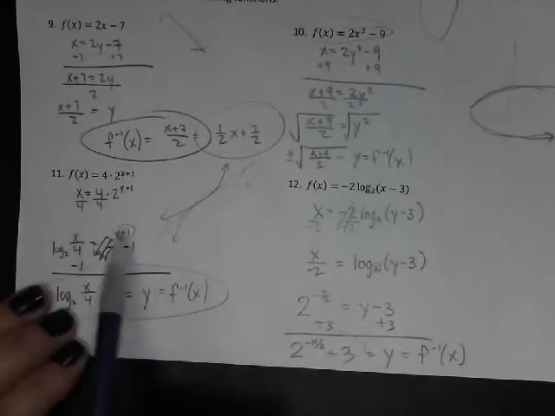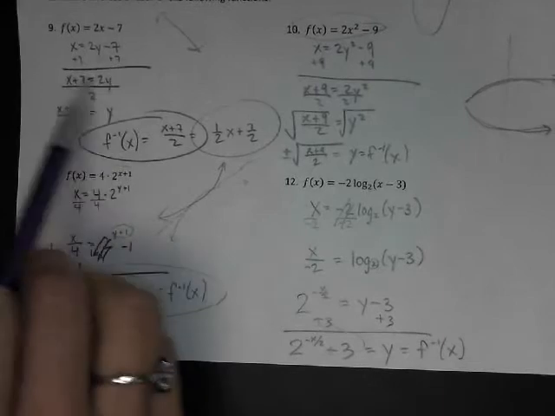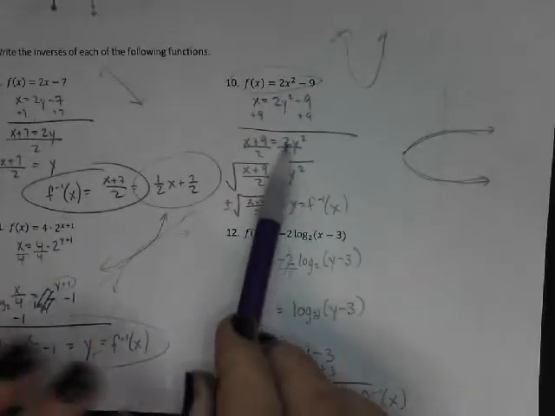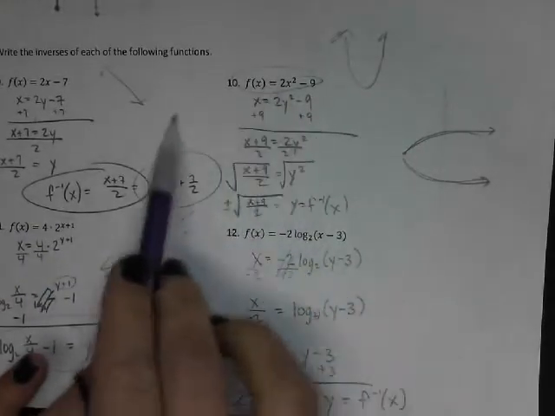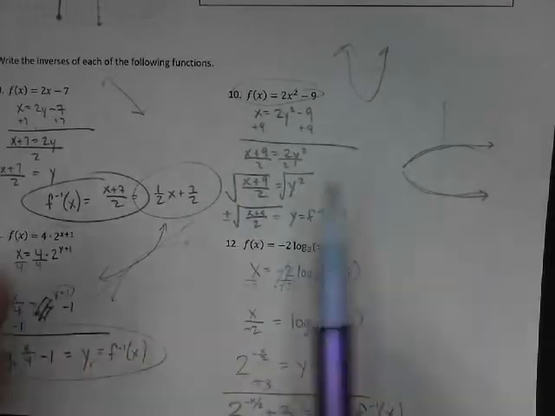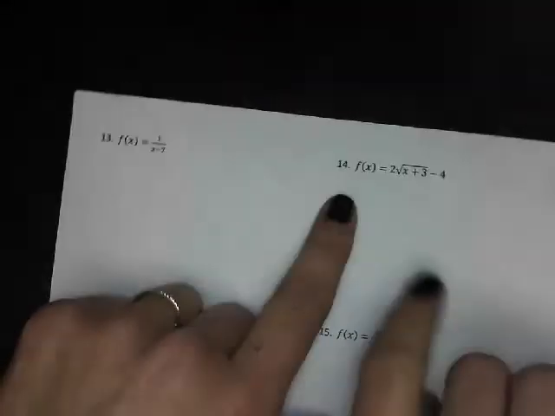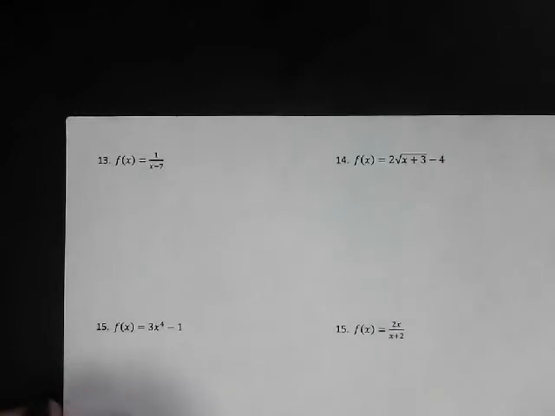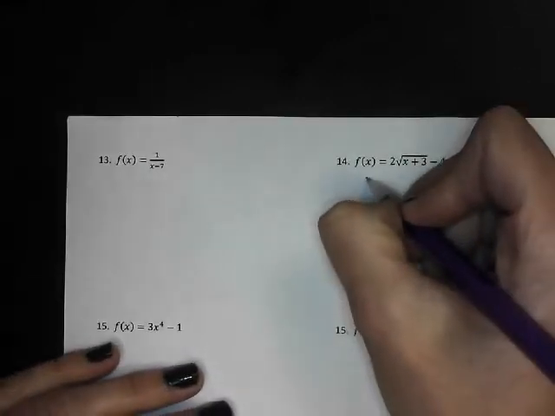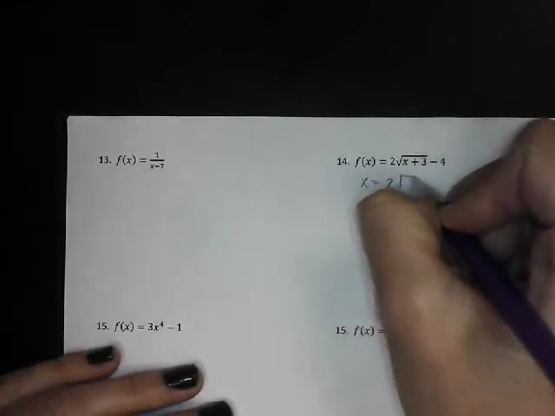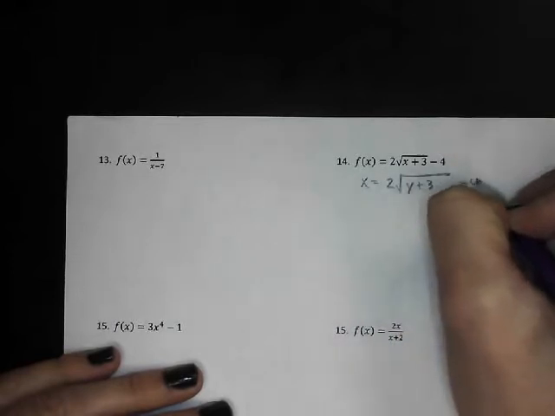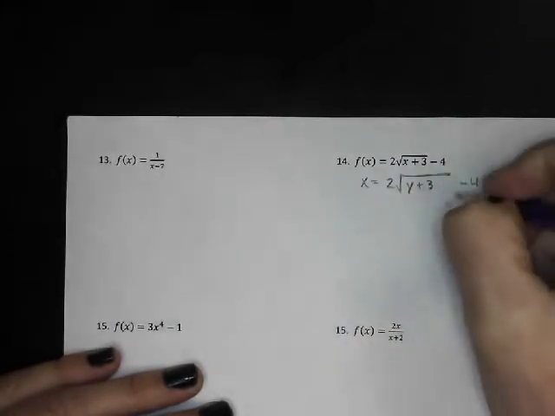So the inverse of a log is an exponential. The inverse of an exponential is a log. The inverse of a line is a line. The inverse of a quadratic is a radical. And the vice versa will be true. I think we'll see on the back, yeah, number 14. Inverse of a radical. So if I switch the x and the y here, solve for y, so I have to add that 4 over first.